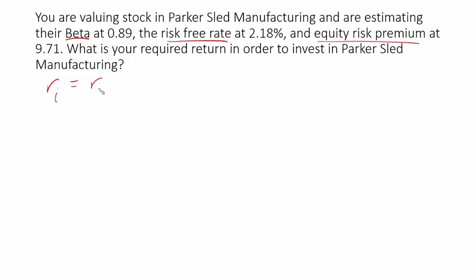That's going to be equal to the return on the risk-free rate plus beta multiplied by the return on the market minus the return on the risk-free rate. Now, if you recall, the risk premium is equal to the return on the market minus the return on the risk-free rate. It's important to differentiate between the return on the market and the equity risk premium, because they are two very different things.